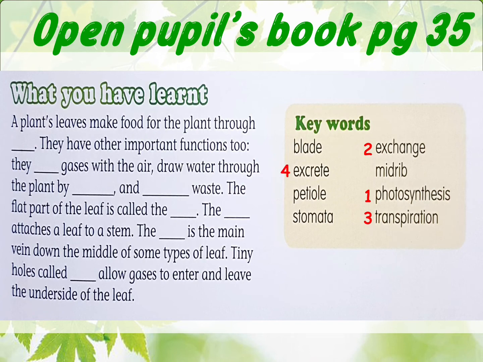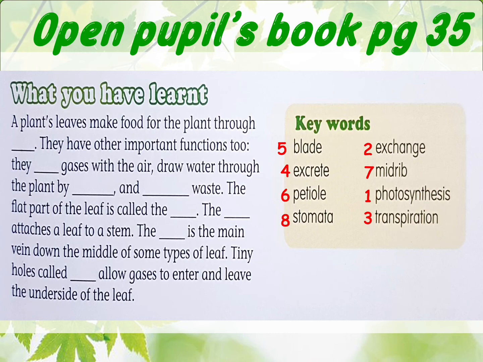Now the flat part of the leaf is called, we learned previous day, remember? The blade. The petiole attaches the leaf to the stem. Which part? The petiole. Now the midrib is the main vein. Which is the main vein? Midrib. And tiny holes called stomata allow the gas to enter and leave, right?